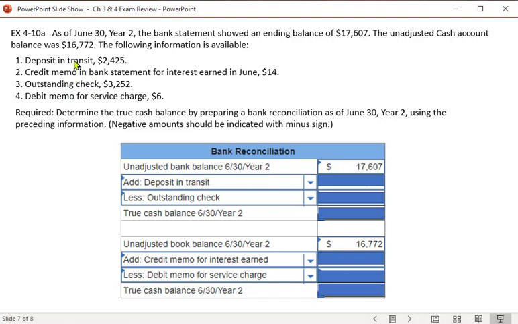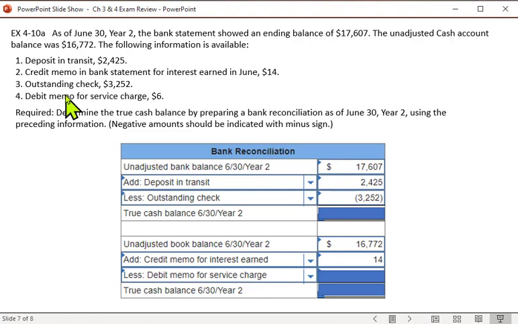So let's do that. Deposit in transit, 2,425. We should take the adjustment and add that to the bank side. Credit memo in the bank statement for interest earned for June was $14. That's going to be an adjustment to the book side, a plus $14. Outstanding checks at $32.52. Those are checks that the bank doesn't know about, so we're going to adjust those as a subtraction or as a reduction on the bank side.